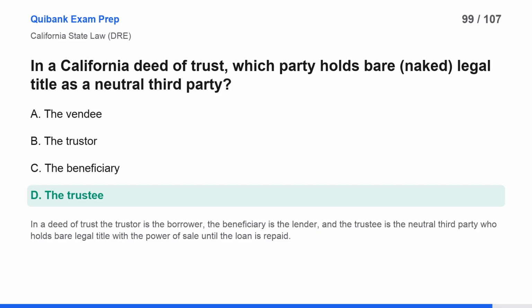In a deed of trust, the trustor is the borrower, the beneficiary is the lender, and the trustee is the neutral third party who holds bare legal title with the power of sale until the loan is repaid.